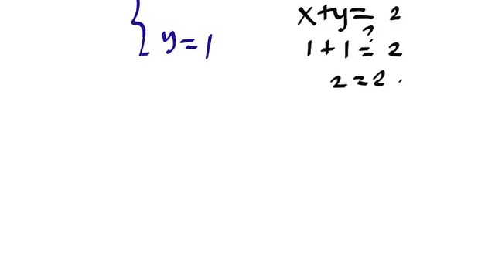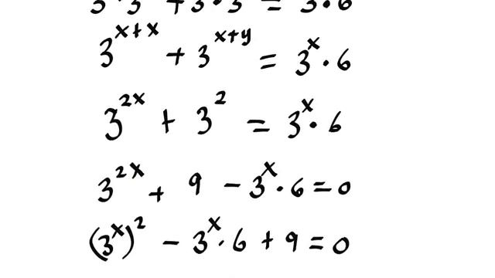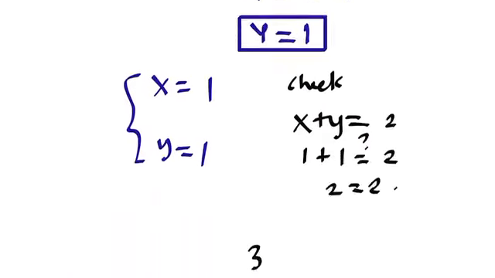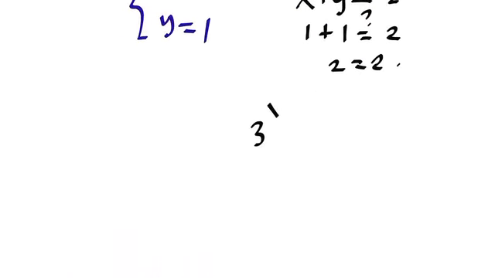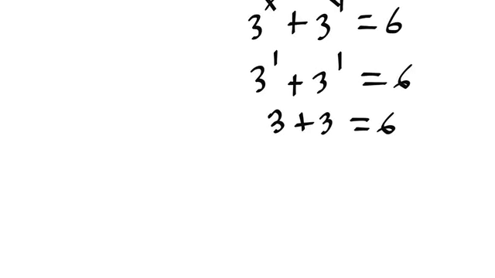Alright. Then also, when you have the first equation, what is the first equation there? The first equation is 3 to the power of x plus 3 to the power of y equals 6. So 3 to the power of 1 plus 3 to the power of 1 equals 6. 3 plus 3 equals 6. Then 3 plus 3 will be 6 equals 6. And we have what? We have our result.